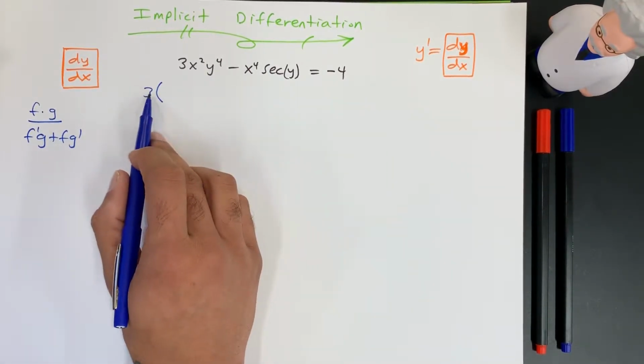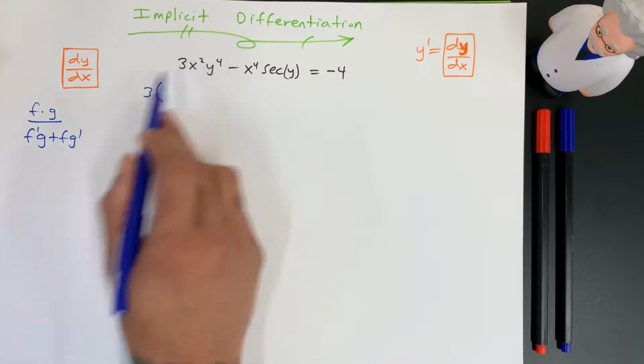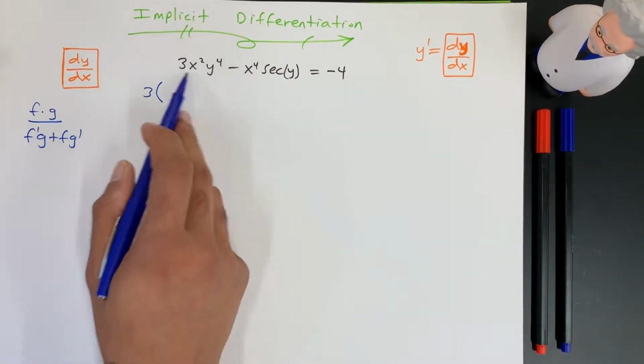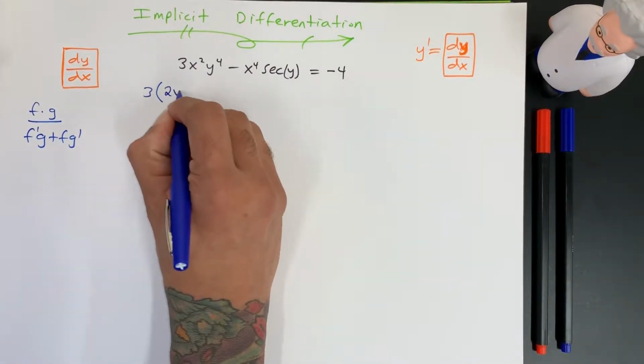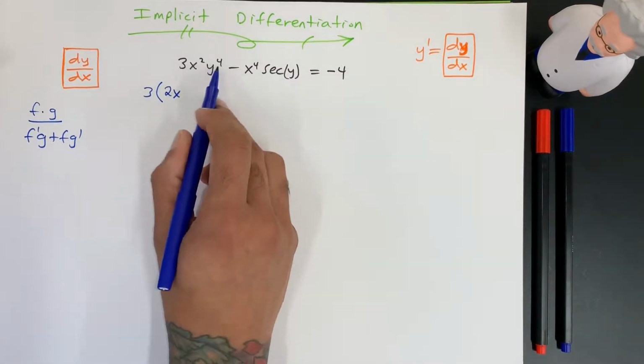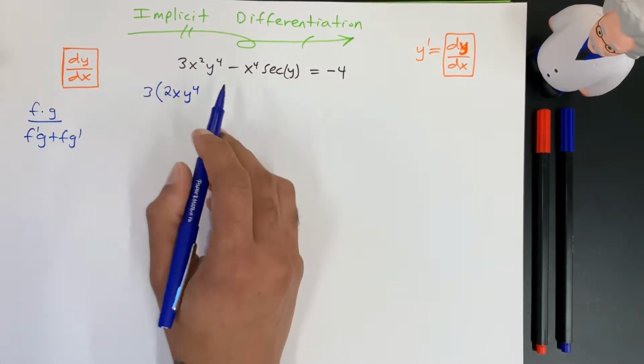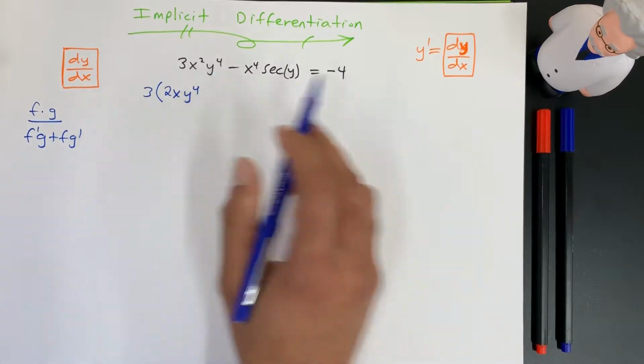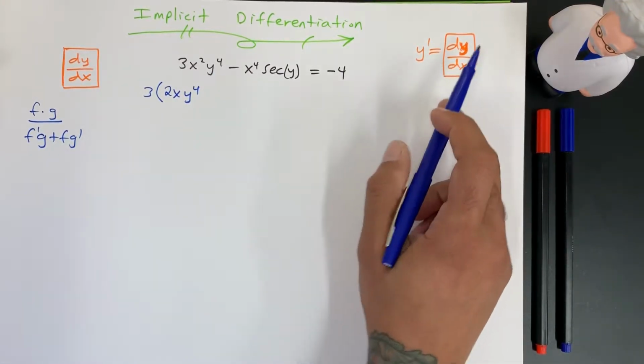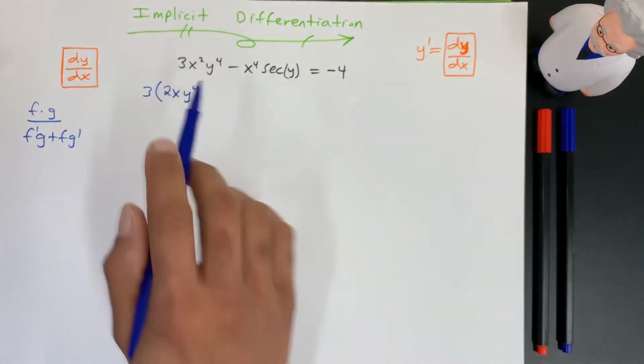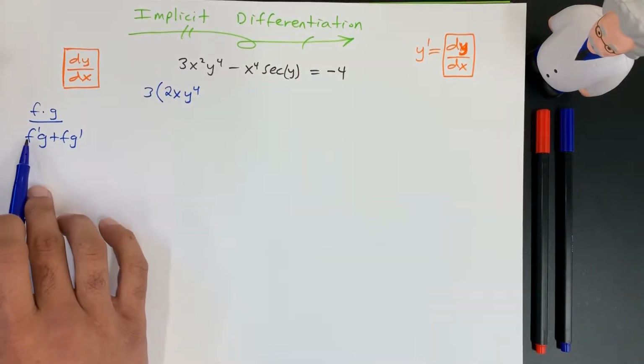All right, so I'm pulling the 3 out, and then I'm gonna do the derivative of x squared first, which is my f prime, so 2x, and then the g comes along, so y to the 4th. Okay, I didn't take the derivative of y. So remember, only when I do the derivative of y do I write dy dx. So for now, I just did f prime.